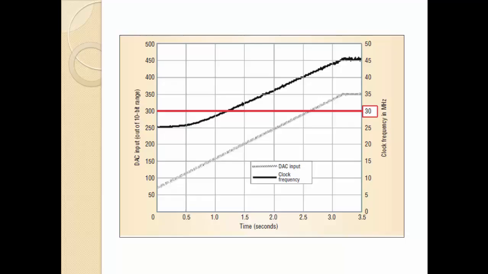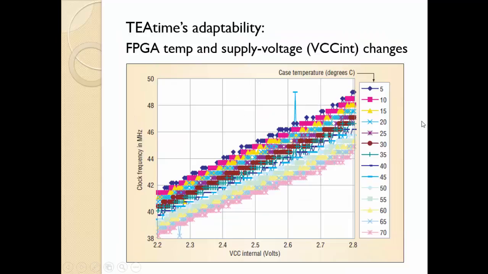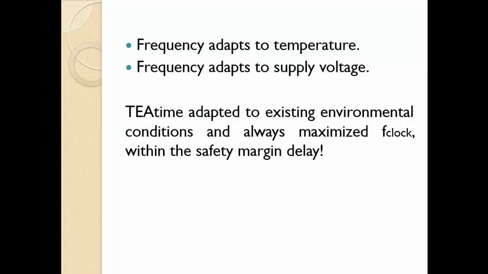This graph shows what we said. The supply voltage varied from 2.2 to 2.8 volts, while the test computer's case temperature remained constant for each set of voltage data. Teatime adapted to the existing operating and environmental conditions and always maximized the system clock frequency with the safety margin delay.